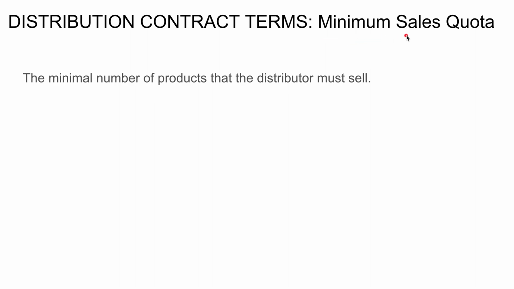Moving on to minimum sales quota. The minimum sales quota is a minimal number of products that the distributor must sell. So maybe, for example, Hershey's provides Vaughn's with 50 Hershey's bars, and the minimum sales quota might be one month to sell 50 or all of them, for example, or maybe half of that.